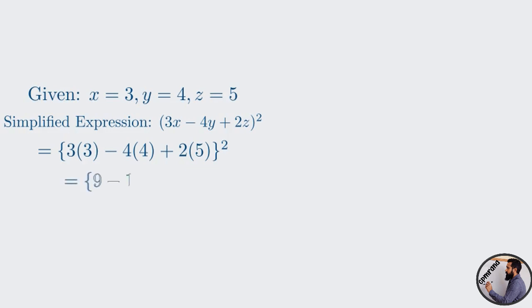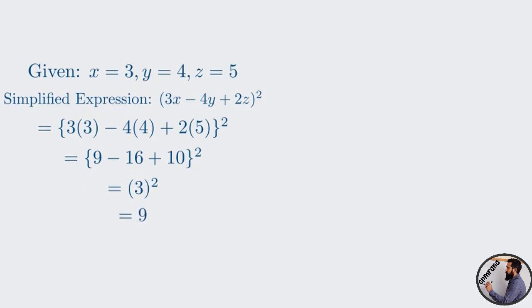3 times 3 is 9, minus 4 times 4, which is 16, plus 2 times 5, which is 10. Next, we combine these numbers. 9 minus 16 is negative 7. Adding 10 to negative 7 gives us positive 3. So we are left with 3 squared. Finally, 3 squared equals 9.